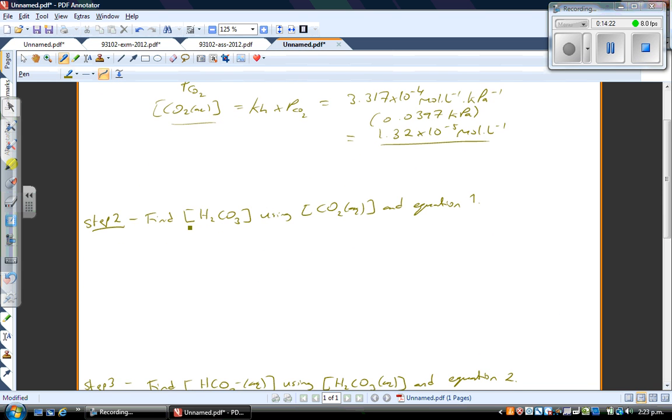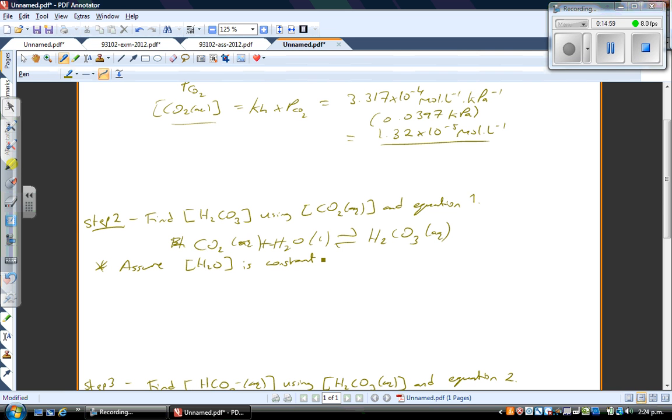Step 2 is to find the concentration of carbonic acid using carbon dioxide aqueous and equation number 1. So for this situation, we better write down the equation. It's CO2 aqueous plus H2O liquid, equilibrium going to our carbonic acid. So there's an assumption we need to make here. Assume that the concentration of H2O is constant. And if you think about it, it's a huge ocean.